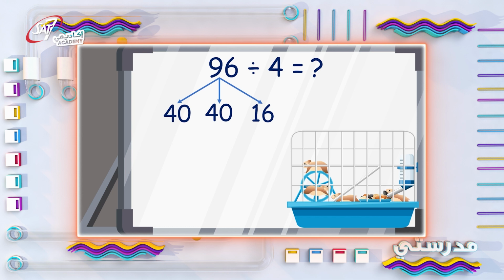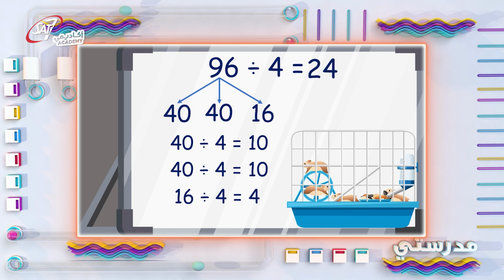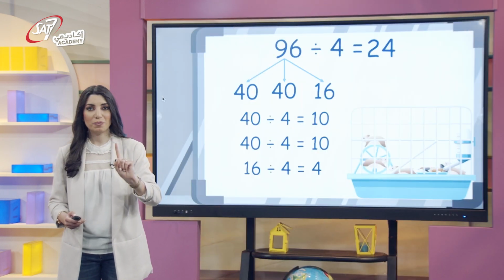Now let's divide each of these by 4. 40 divided by 4 equals 10. We have 2 40s. And 16 divided by 4 is 4. Add all 3 answers. 10 plus 10 plus 4 equals 24. There are 24 nest boxes in total. We will have one last example.